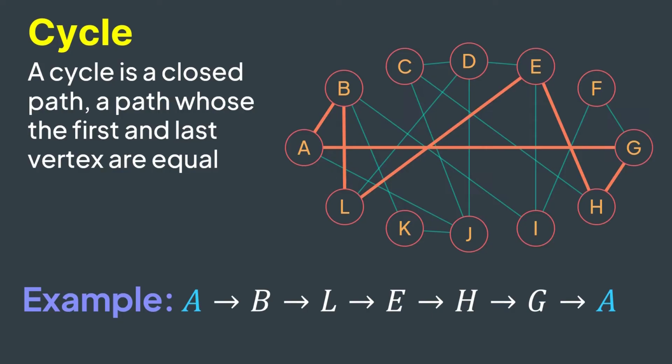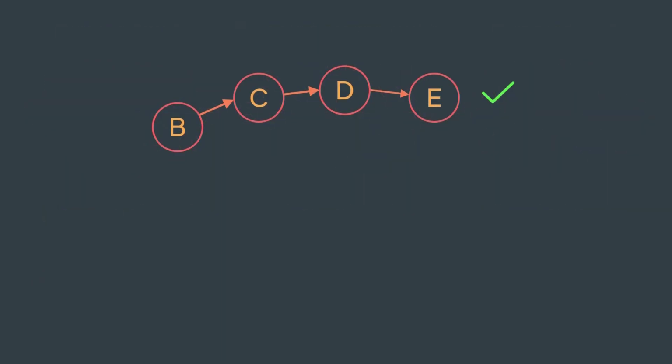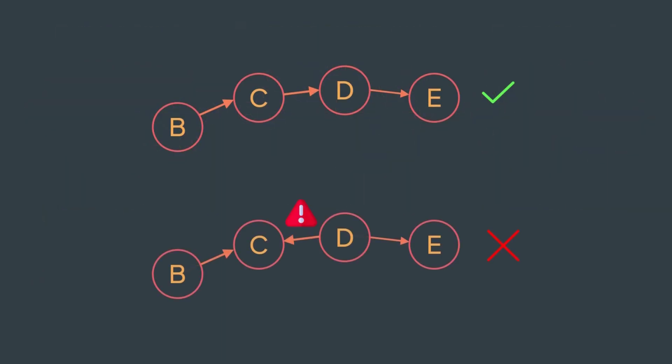The definitions we've seen now also have the directed version. For directed graphs, we have directed walk, directed closed walk, directed trail, directed circuit, directed path, and directed cycle. The difference is that we have to respect the direction of the edges. For example, this one is a directed path because all edges are in the same direction, but this one is not, because of this edge. Even if vertices are adjacent, the direction isn't respected. Basically, each ending vertex of an edge must be the starting vertex of the next edge.